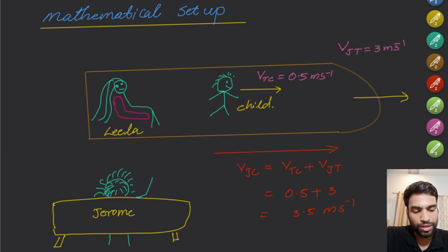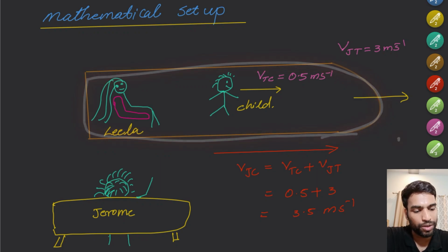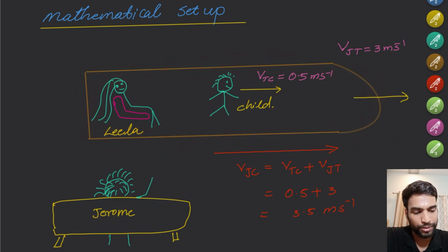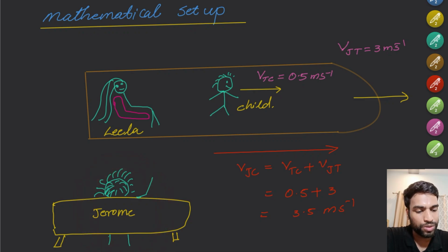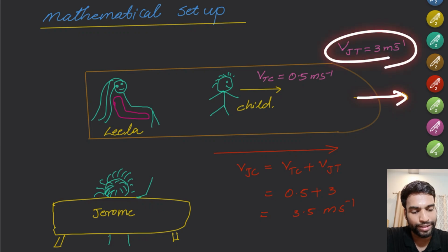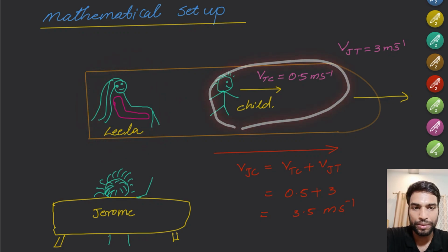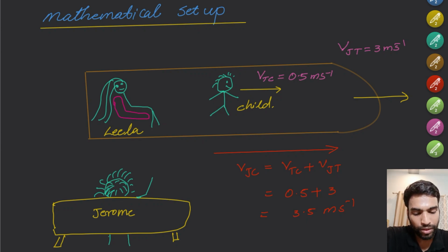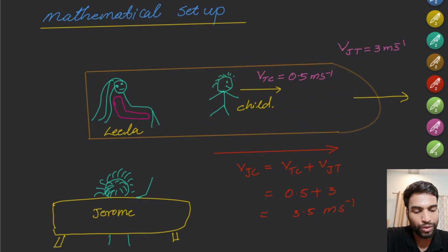Good. Suppose there's a train moving with a certain speed, let's say 3 meter per second with respect to ground. So on the ground, Jerome is sitting on a seat and observing that the train is moving at 3 meter per second. And inside, there's a girl sitting, Leela, and observing that a child is moving with 0.5 meter per second. Now, that speed is with respect to Leela. The question is, what will be the speed of the child with respect to Jerome, right?